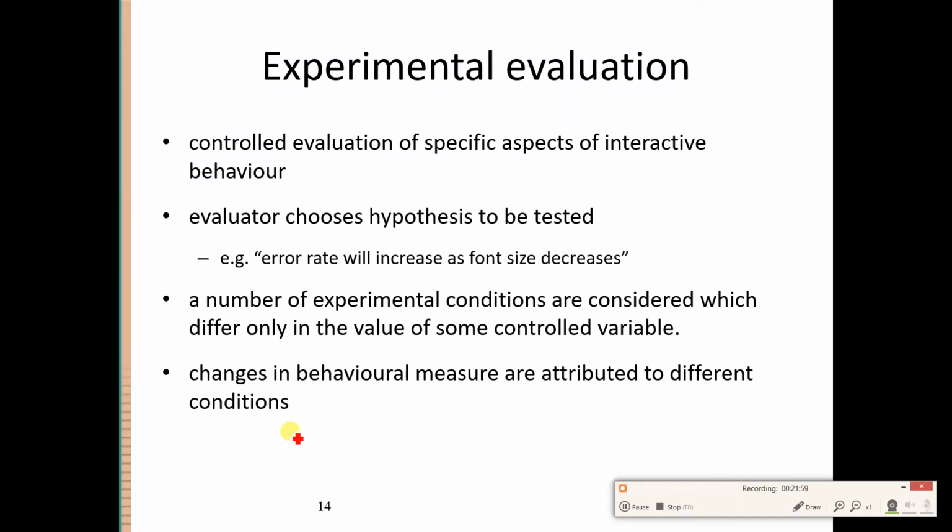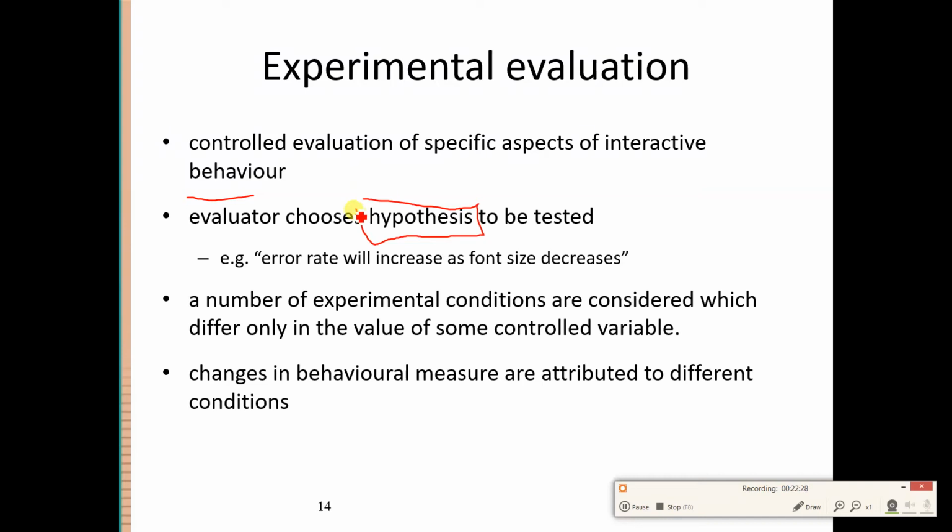Experimental evaluation is controlled evaluation of a specific aspect of the interactive behavior. In experimental evaluation we try to evaluate the behavior of the interactive system, how it is going to behave. The evaluator chooses a hypothesis to be tested. So the person doing the evaluation makes some hypothesis, some kind of principle, theory, or guideline, and then evaluates the system based on this hypothesis.